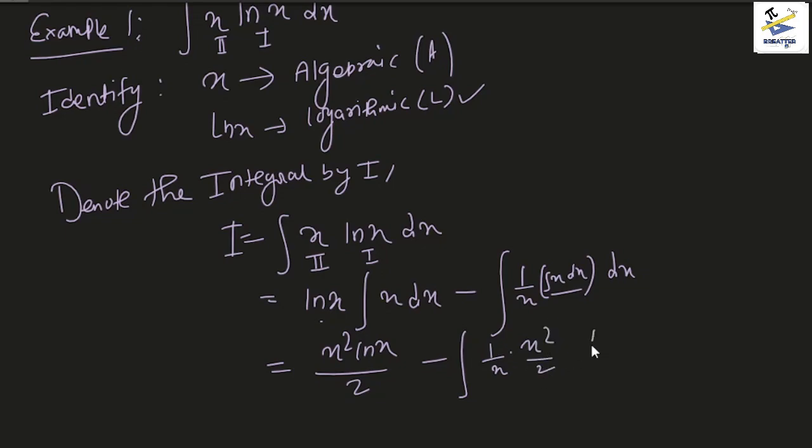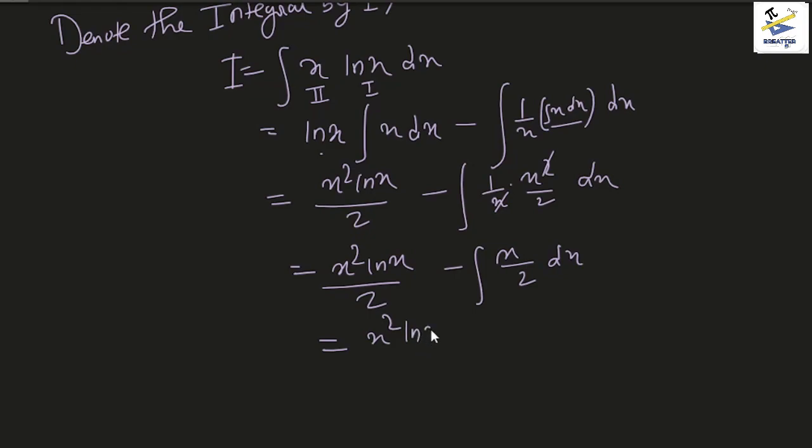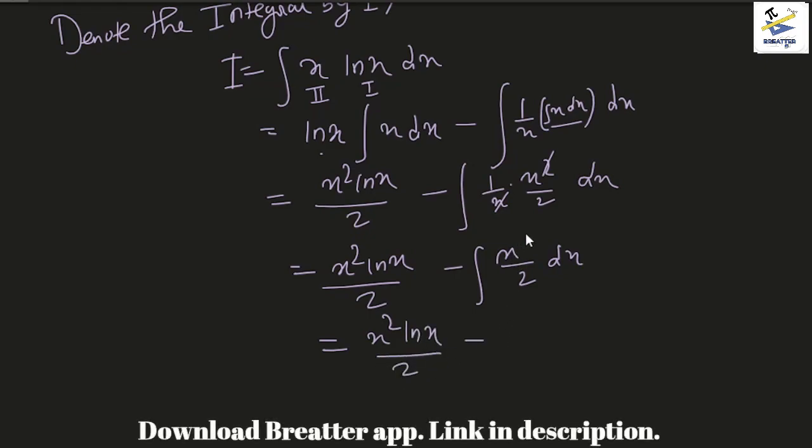So 1 by x into x square by 2 dx, and as we can see this becomes x square ln x by 2 minus the integral of x by 2 dx, since x is cut off, which can also be evaluated. So x square log x by 2 minus x square by 4. Now we can include a plus c to complete our answer.